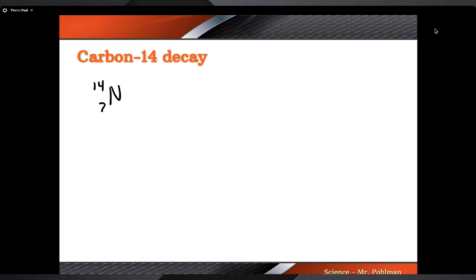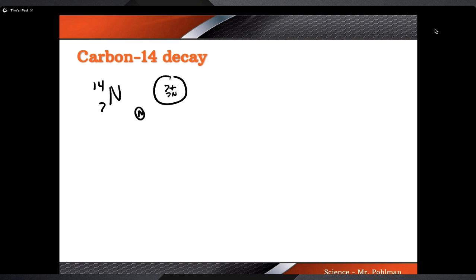Now, in the atmosphere, it's constantly being bombarded. One of the things that hits that nitrogen-14 atom is going to be a high energized neutron. So we'll say this is my neutron right here. If that high energy neutron strikes the nucleus of an atom, we have 7 protons, we have 7 neutrons here.